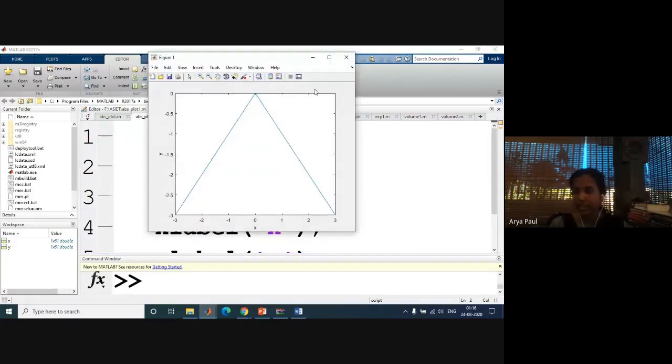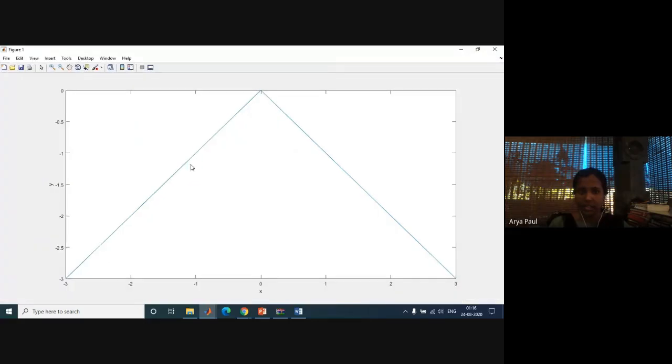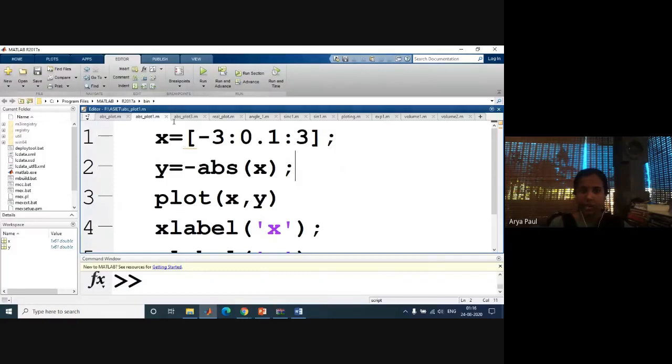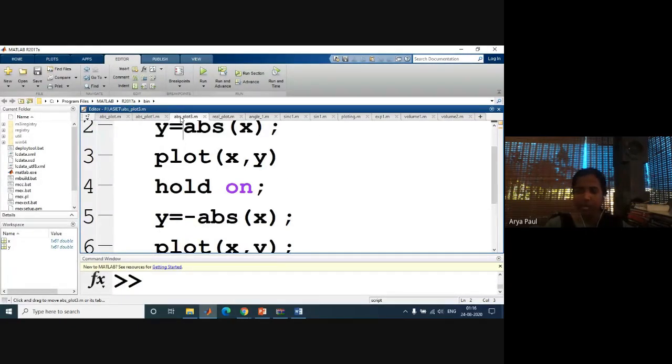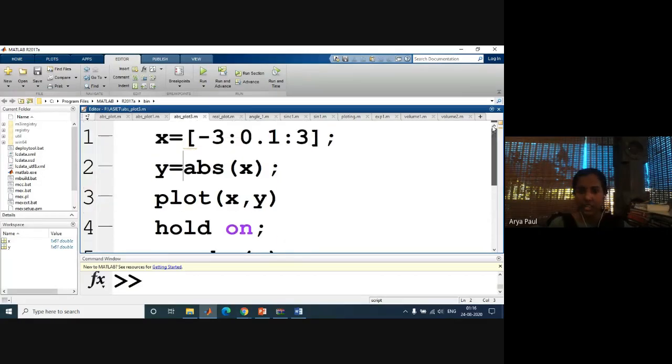If you run this, you will get a plot like this. So here you can see the reverse of this happened. The reverse of the ABS plot will be minus of ABS of x. Now you can plot these two graphs in one single window.